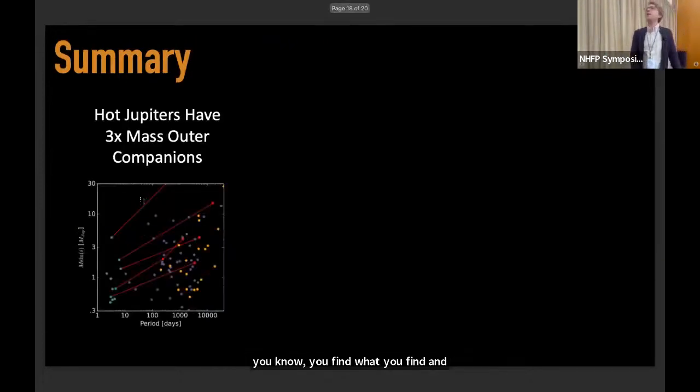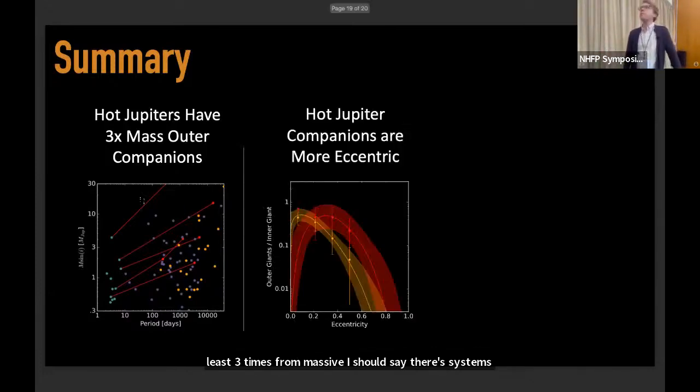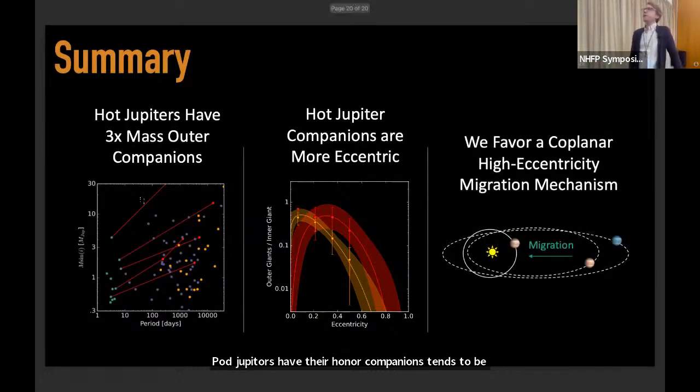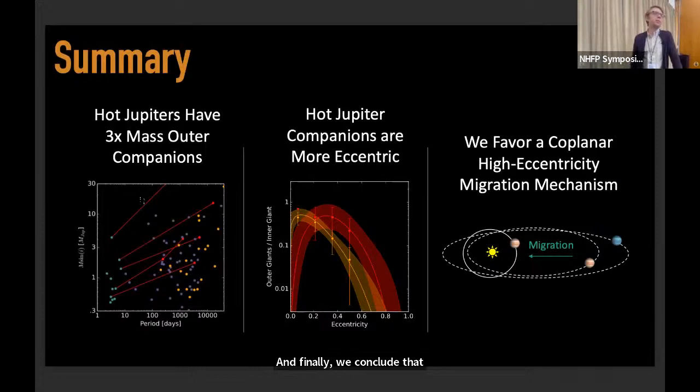So in conclusion, I'll go over the summary of our findings. Hot Jupiters tend to have an outer companion, but so do most systems that have a giant. That companion tends to be at least 3 times more massive, I should say. There are systems where it's much more massive. Hot Jupiters' outer companions tend to be more eccentric, indicating there's some dynamics at play there. And finally, we conclude that high eccentricity migration seems to be the dominant mechanism for the formation of hot Jupiters. So with that, I will conclude and take any questions. Thank you guys for listening.